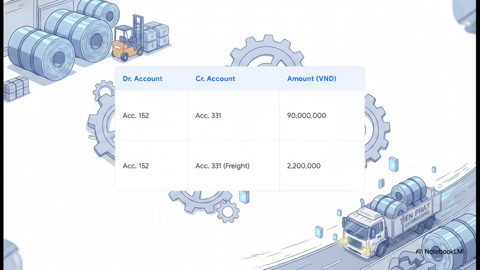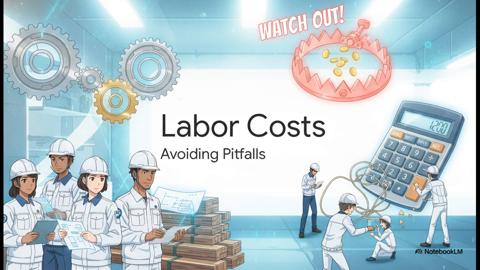By accounting standards, your historical cost has to include the purchase price, plus every single cost incurred to get those materials into the warehouse, like loading, unloading, and shipping. It's the whole shebang. Moving right along to Section 2, labor costs. And we're going to focus heavily on avoiding some really common pitfalls here.